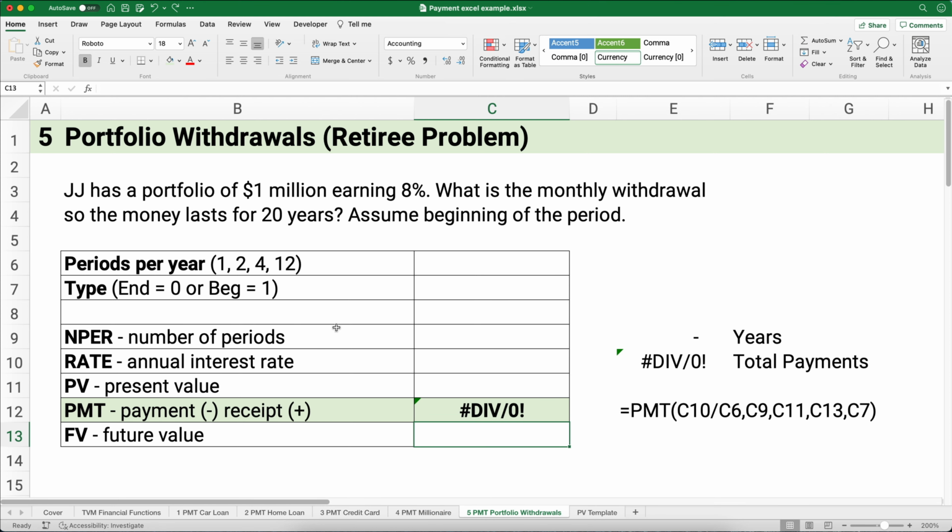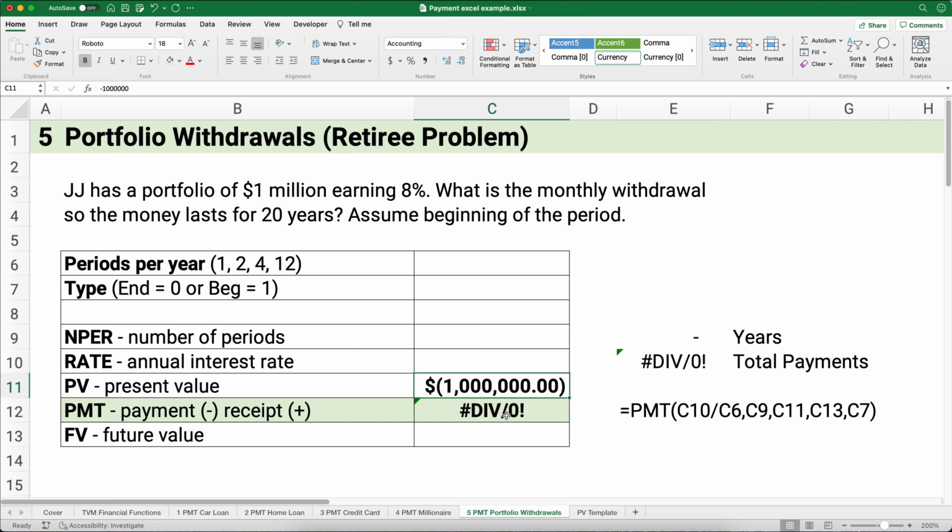All right, what if this is the retiree kind of problem? What if you have an amount of money and you want to withdraw? How much can you withdraw every month? So it's the same problem. You see, this is the same function I have every time. So let's say JJ has a portfolio of $1 million. So $1 million is going to be, and I'm going to make this a negative $1 million because we're basically putting that into the account.